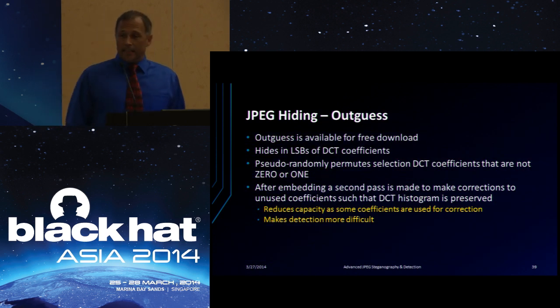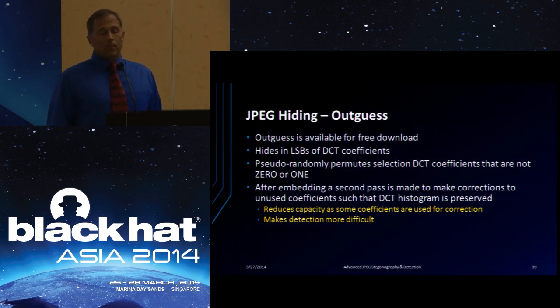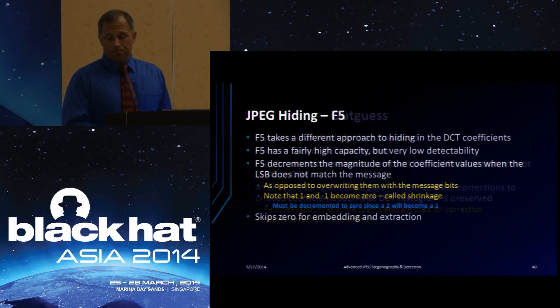Outguess is a technique that's been out there for quite some time. The source code is available online. And it's a little bit different in that it makes 2 passes on the JPEG image. On the first pass, it hides the message in the bits. And then on the second pass, it goes and changes unused bits to try to balance the statistics. We're going to look at the statistics in the second half of the presentation. I'm going to make sure I get there. Okay? So the statistics of the file are better preserved with Outguess, which makes detection more difficult.